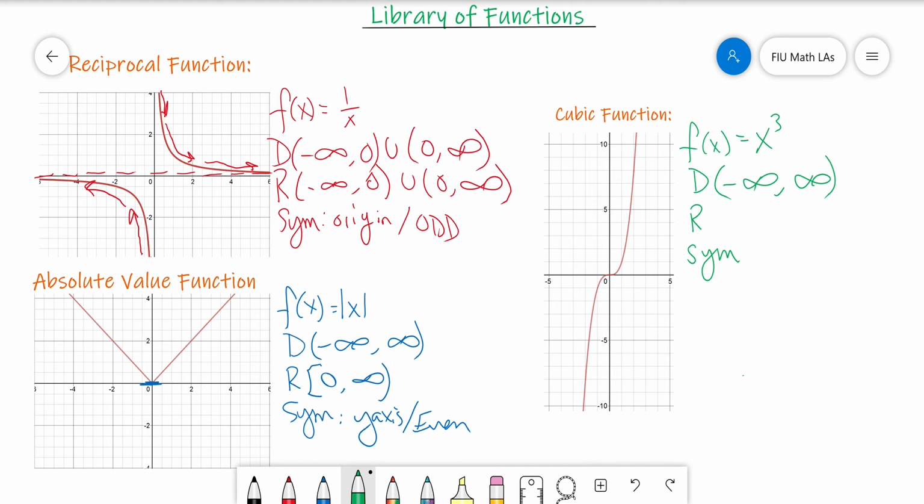In the range of our cubic function, if we look at the graph real fast, we see that our y values increase from negative infinity coming up this way. Our y values pass through 0, it looks like, and then our y values continue to increase up toward positive infinity without bound. So therefore, the range of this function looks like negative infinity up to positive infinity. And our cubic function has symmetry with respect to the origin. So we'll say origin symmetry. And any function that has symmetry with respect to the origin, like I said, is odd.